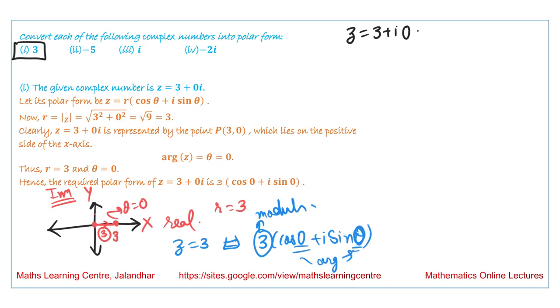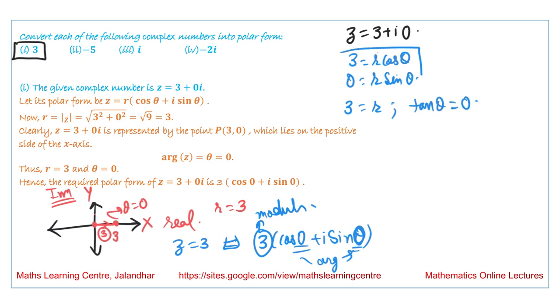So if we go into the calculation part, we are saying we have the number z is equal to 3 plus iota 0. We are substituting 3 is equal to r cos theta. We are substituting 0 is equal to r sin theta. When we square and add, we get 3 is equal to r. When we divide these two values, we get tan theta is equal to 0.